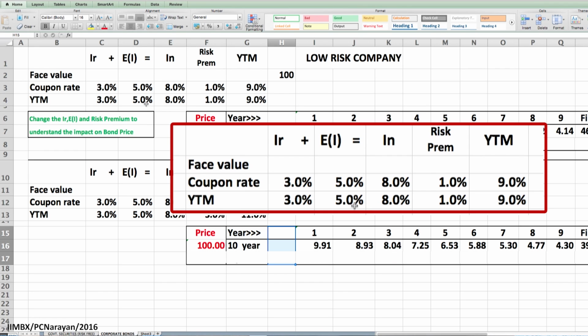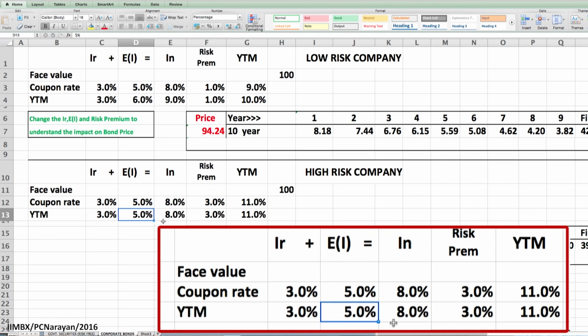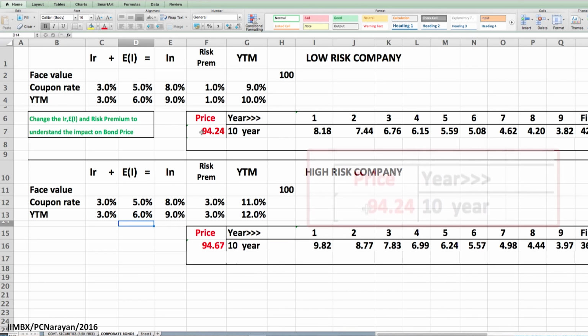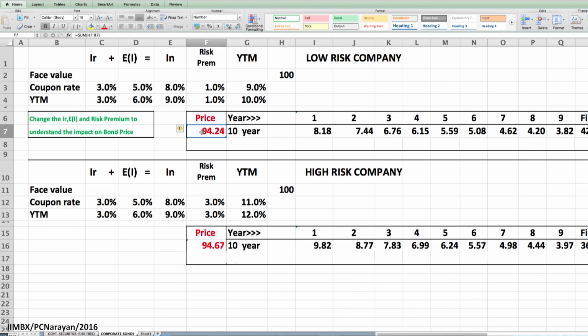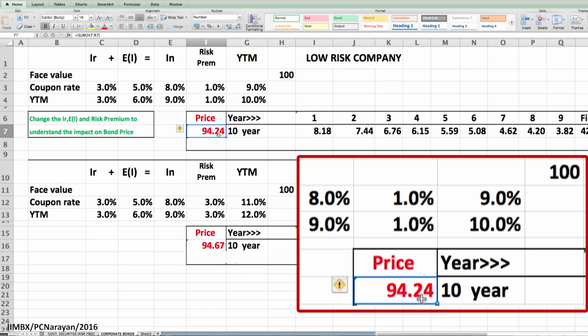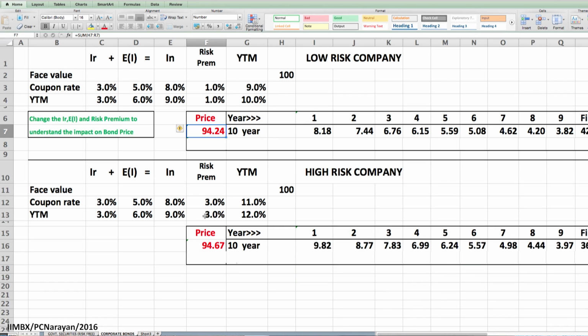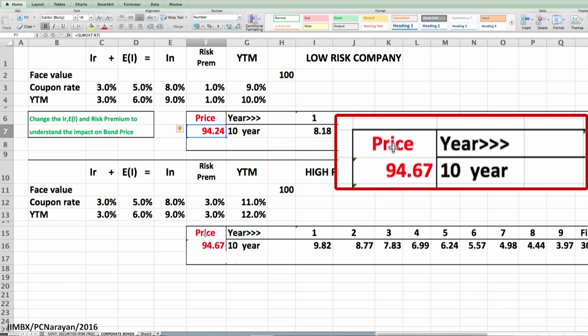On the other hand, let's say inflation went up to 6%. Now that would be applicable to both the bonds. So this is 6% and this too is 6%. The price of the bond, as you can notice for the 10-year bond here, is 94.24. Now the YTM has gone up by 1% from 9% to 10%, and therefore the price of the bond, as we saw earlier, has fallen to 94. And in the case of the high risk company, the price has fallen from 100 to 94.67.